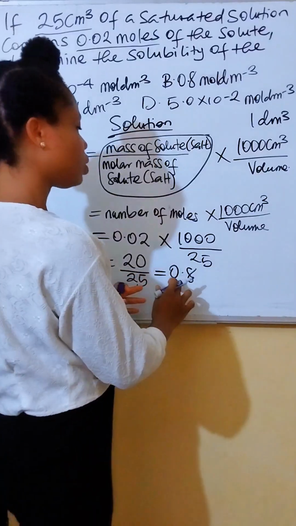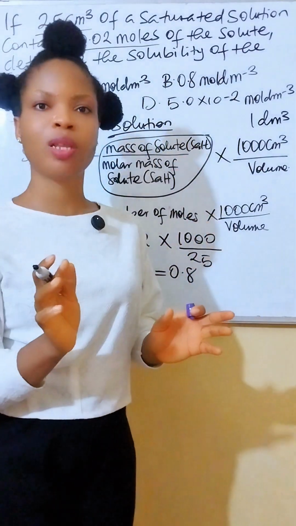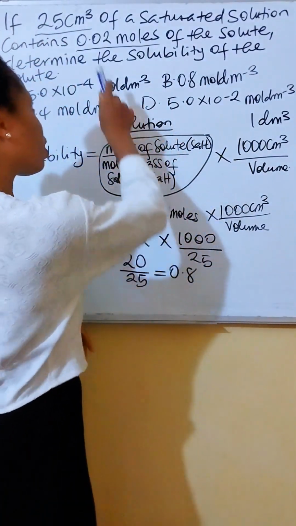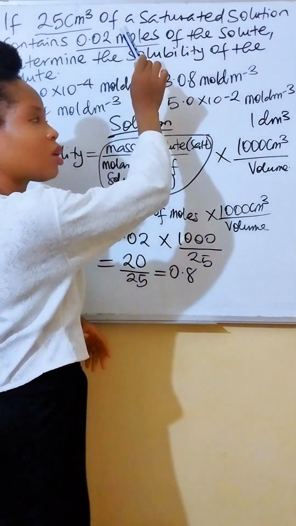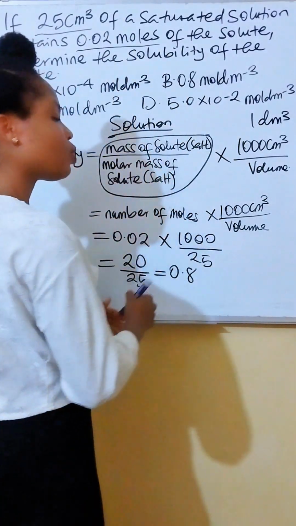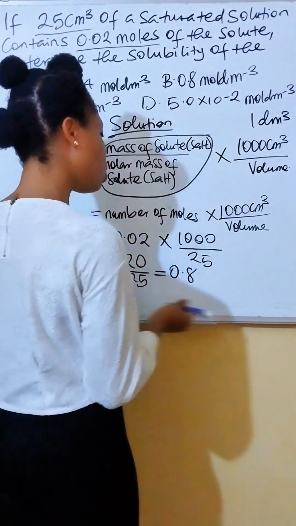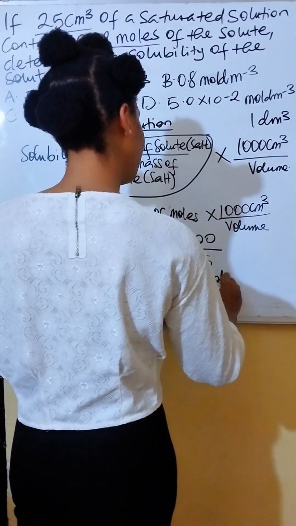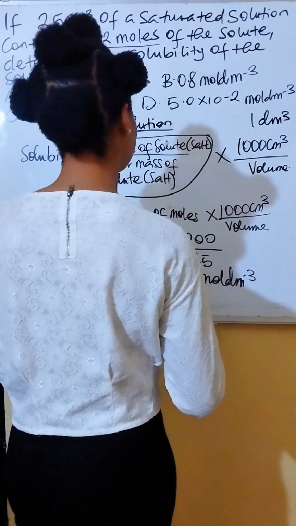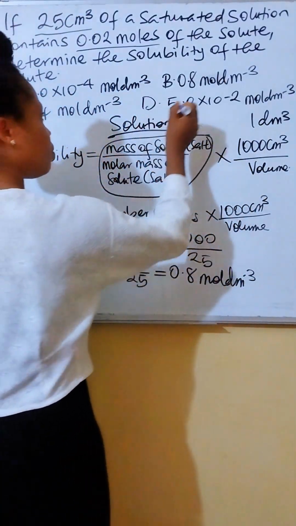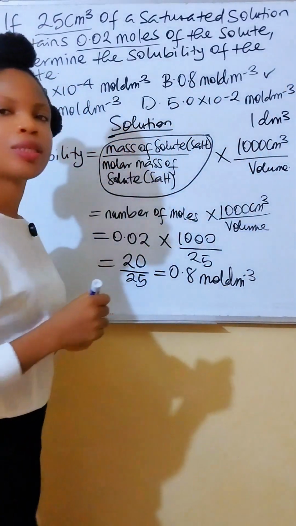Okay, so 0.8. The unit for solubility, because we're giving this in moles and not in grams, so the unit of solubility is going to be mole per dm cube. So we have 0.8 mole per dm cube. So option B is our answer.